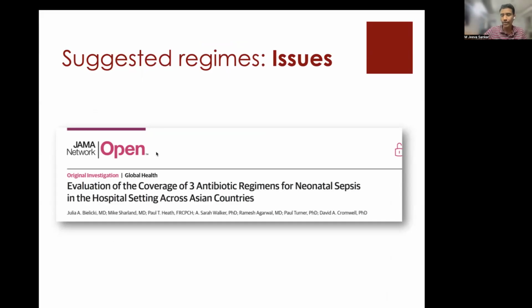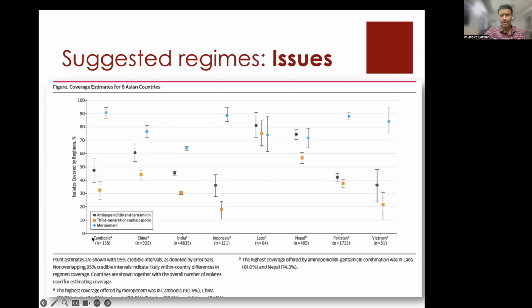So the commonly recommended antibiotic regimes, the common three antibiotic regimes, how do they fare in the hospital setting in Asian countries? On the x-axis we have different countries. Now we'll focus only on India. On the y-axis we have the isolates which are covered by the regime, and we have three regimes.